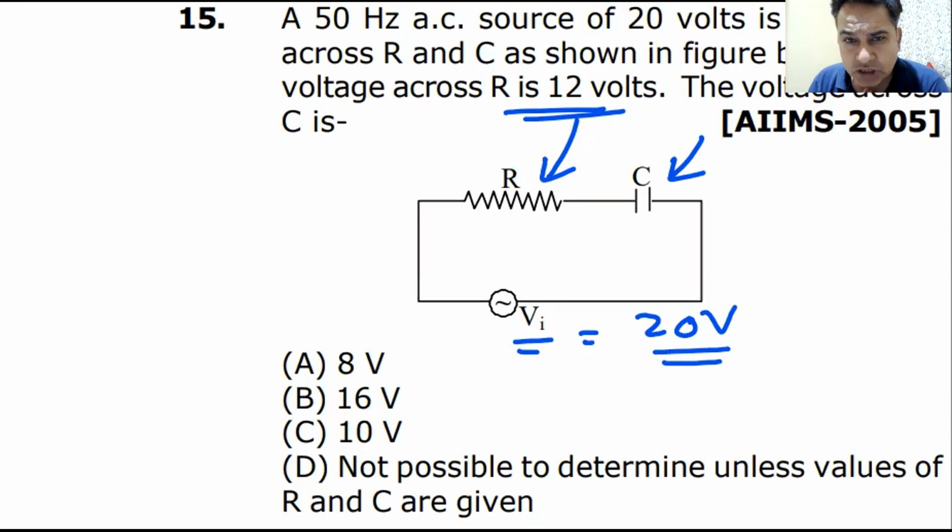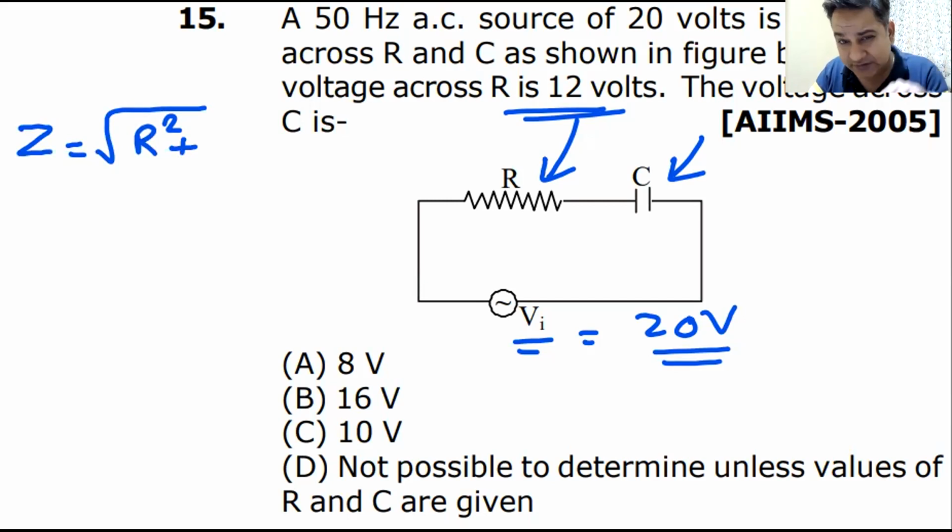Now the question is, how are you going to do this? Well, I just wanted to make a point, and that is why I've done this question. Remember, we know that Z is equal to root over R square plus XL square if it is RL, XC square if it is RC, and XL minus XC or XC minus XL whole square, depending on whether XL is more than XC or XC is more than XL. Here it is simply R square plus XC square. We all understand this formula. This is the formula of an RC circuit.